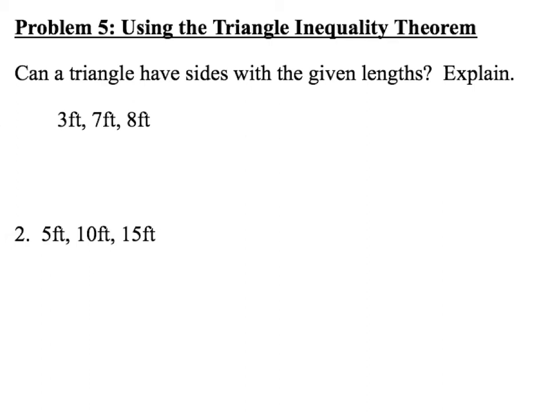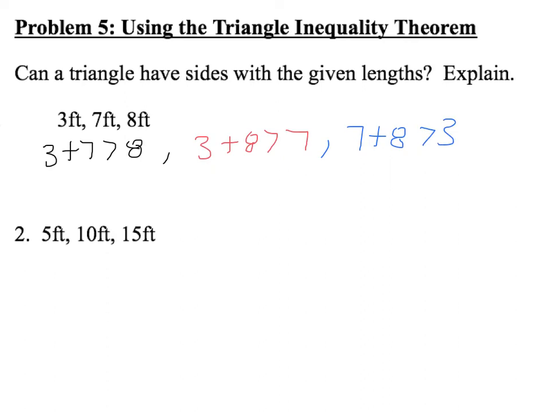So I'm going to test out, can these 3 lengths be a triangle? I'm going to first see if 3 plus 7 is greater than 8. I'm also going to write out the equation. Is 3 plus 8 greater than 7? And then finally, 7 plus 8 greater than 3. If I simplify all of these, I have 10 greater than 8. That checks out. 3 plus 8 is 11, greater than 7. That checks out. And finally, 7 plus 8 gives me 15, which is greater than 3.